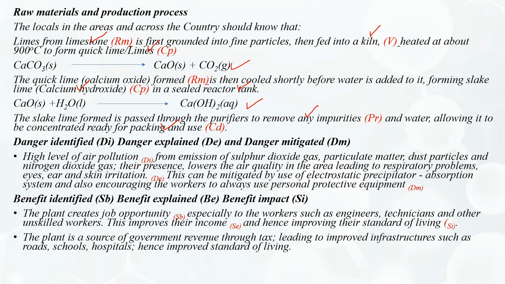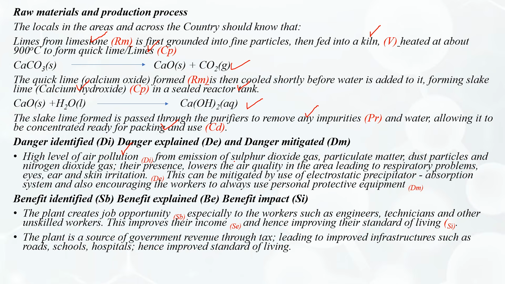Then the danger. We are looking at the danger of the production process, and this danger should be explained and mitigated. Okay, so here we have a high level of air pollution. Isn't that a danger? Where is it coming from? High level of air pollution from emission of sulfur dioxide gas, particulate matter, dust particles, and nitrogen dioxide gas. Their presence lowers the air quality.